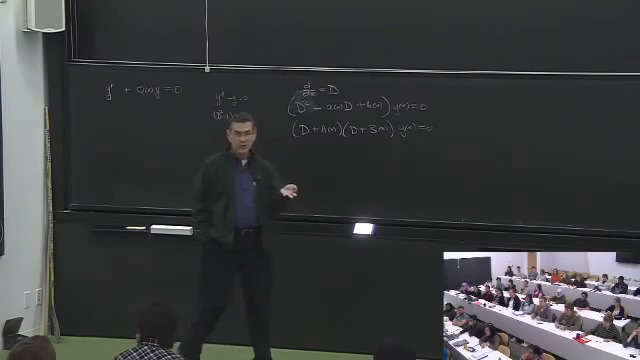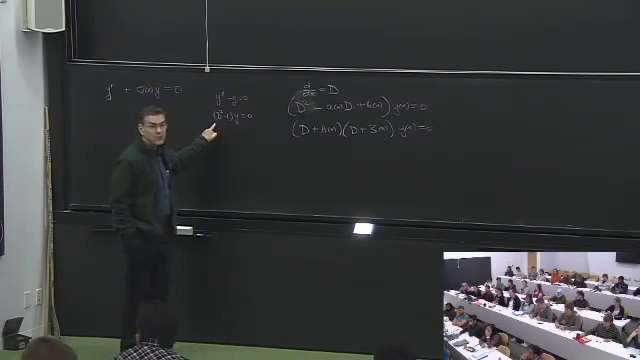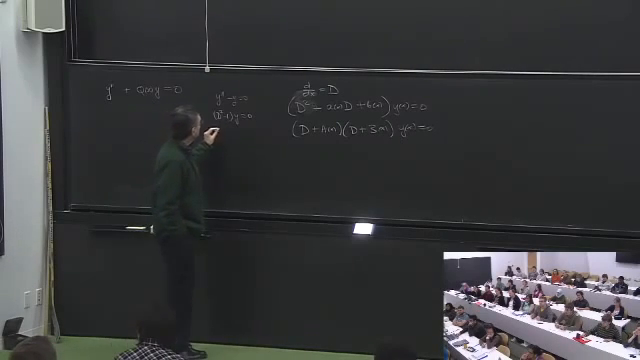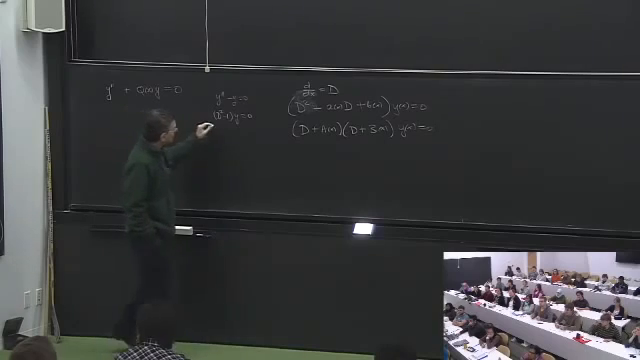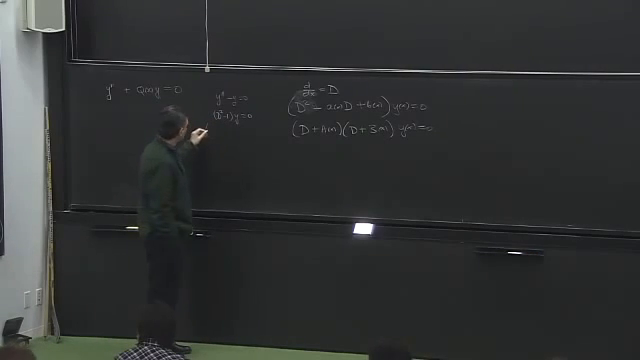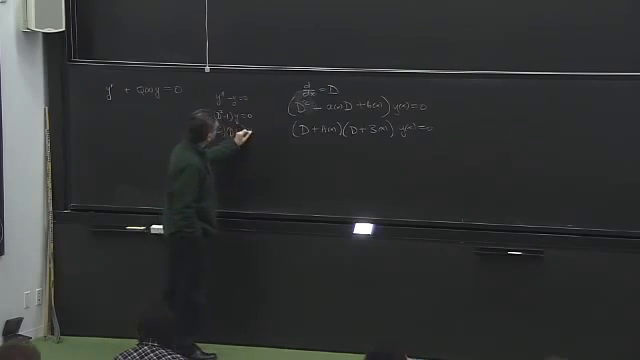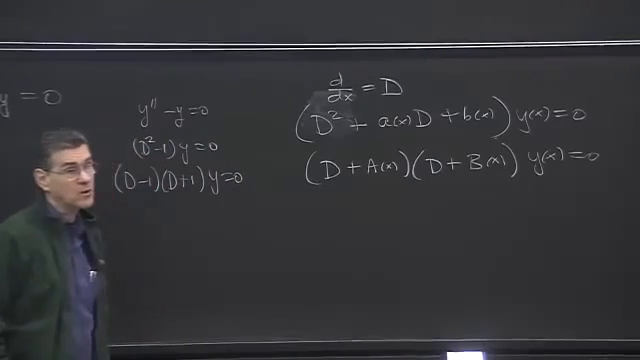So what you observed is that 899 is the difference of two squares. It's 30 squared minus 1. That's right. So I can write this, just as you told me, as D minus 1 times D plus 1 on y is equal to 0. So I factored it.